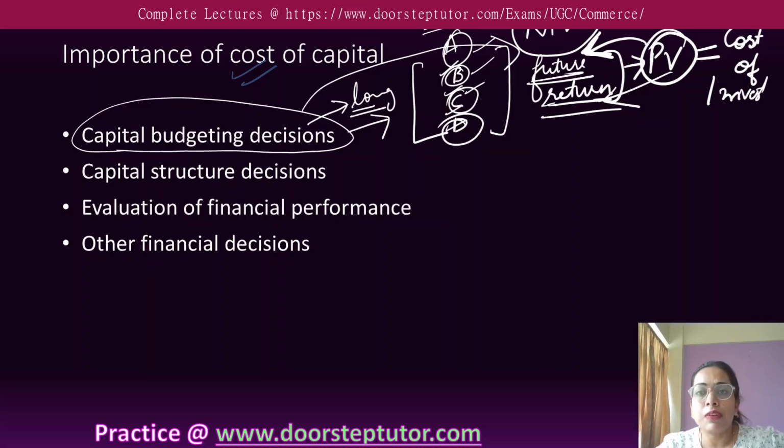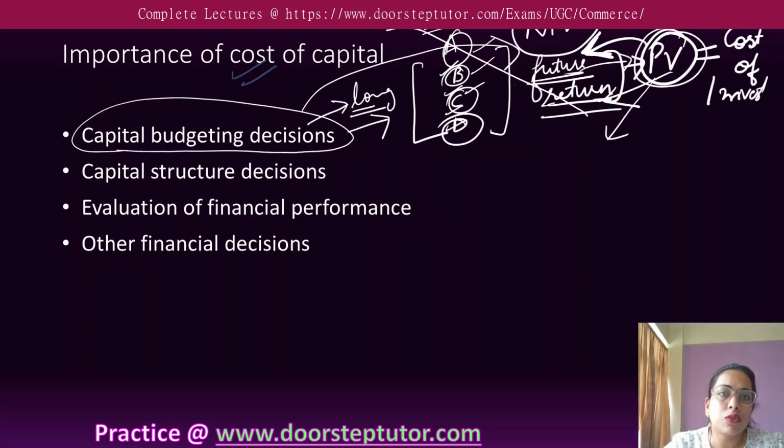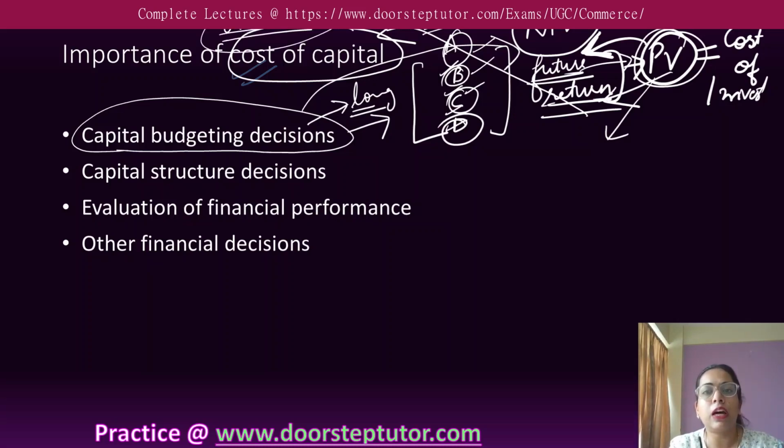But how will we calculate the present value of future earnings? We will calculate it according to the cost of capital. We will consider cost of capital as the discounting factor. This is the discounting rate at which we discount the future returns and calculate their present value. So cost of capital is very important in taking capital budgeting decisions.